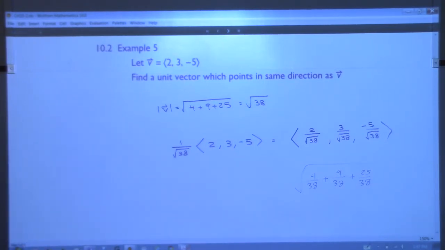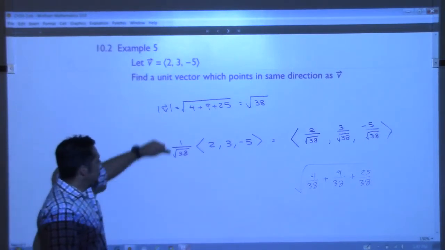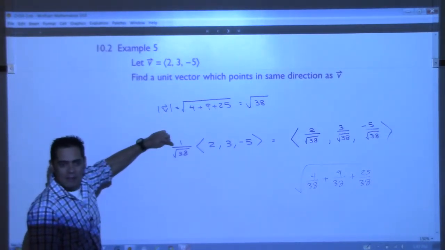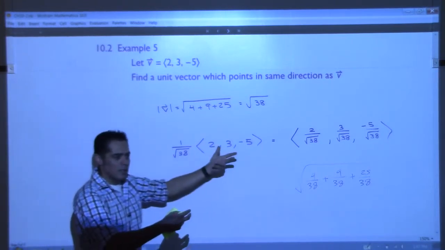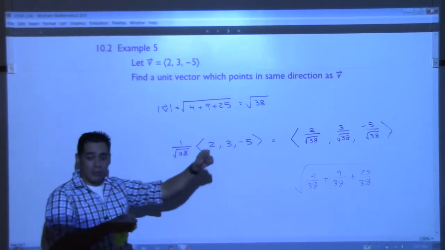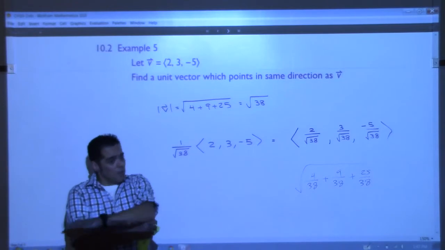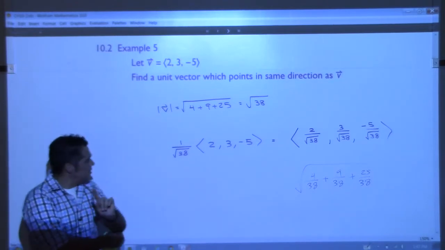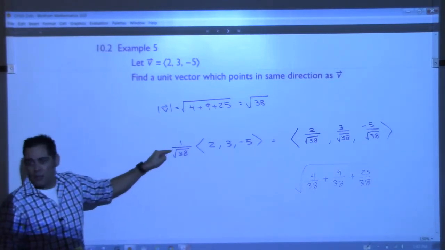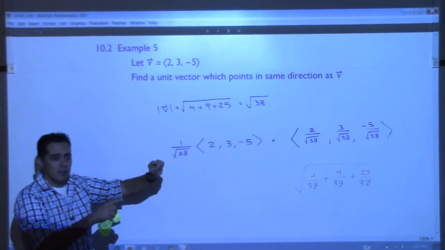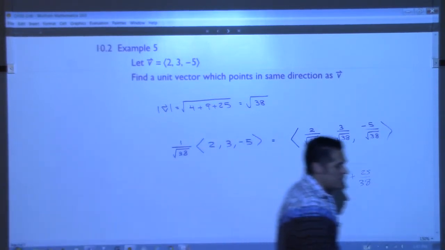How do we know it's pointed in the same direction? We scaled it, right? When you scale a vector, it's going to stretch it or shrink it. It could flip it over, but it didn't get flipped over. Why? Because that's positive, right? So we know it's pointed in the same direction. It's just got a length of 1 now.